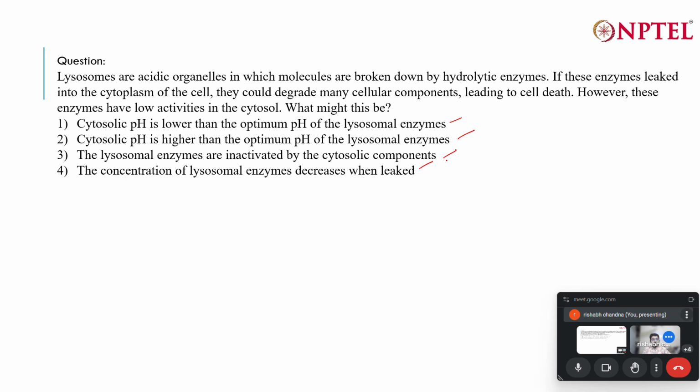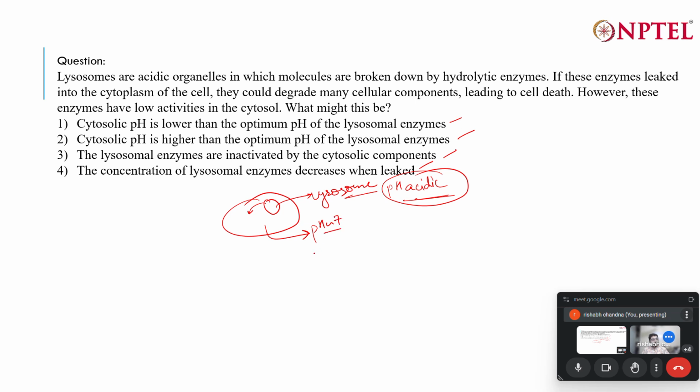Okay, so if we consider the lysosome, this is a cell. There is an acidic compartment in a cell that is called a lysosome. Here the pH is acidic, and all the enzymes present in this acidic pH can work only in that particular environment, because the active site is maintained in such a way in those organelles. Whenever they leak into the cytoplasm, the cytoplasm is maintained near pH 7. That is the physiological pH.